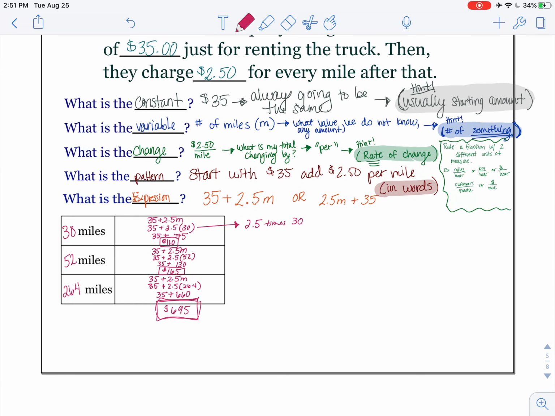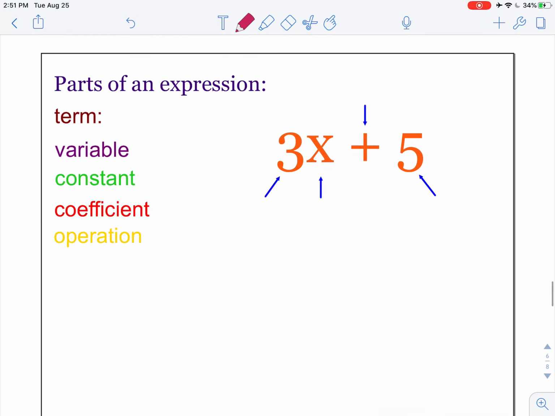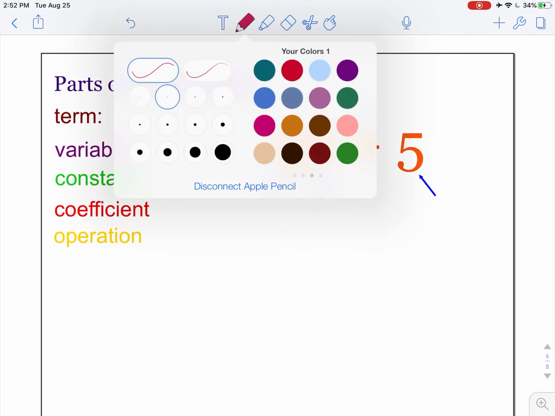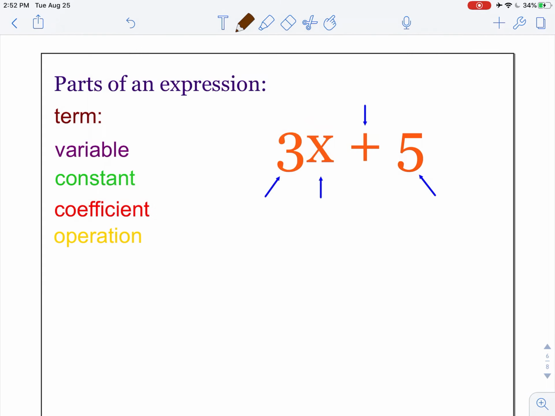And then we can build a pattern to build an expression and then find our answer for any number of miles. But let's look at what if you're not given any type of scenario? What if you're just given the numbers or the expressions? So let's break this down. Let's identify the parts of the expression.